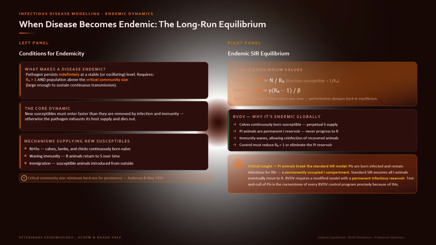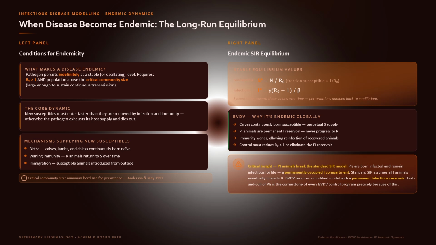Sometimes a disease never burns out. It becomes endemic, settling into a long-run equilibrium. For that to happen, you need R0 above 1 and a population above the critical community size, large enough to sustain continuous transmission. At equilibrium, the susceptible fraction stabilizes at 1 over R0, and the system naturally dampens back to these values after any perturbation.